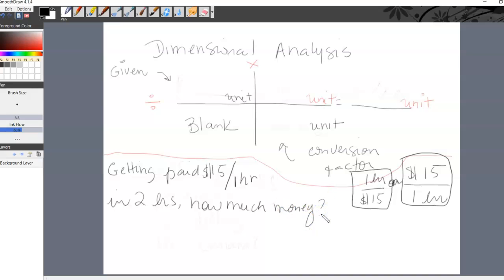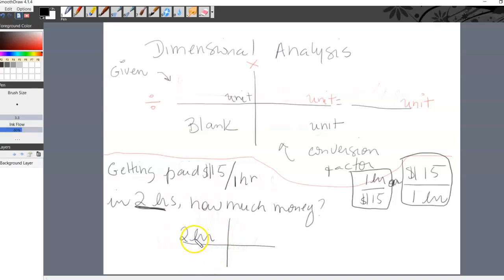You're probably rolling your eyes like, oh, I know how much money I make in 2 hours. It's obviously $30. But how did you come up with that? Okay, in your mind, you did dimensional analysis. So we just need, again, to make it formal. The way you're going to make it formal, you're going to make this line. And you're going to put your given, which is 2 hours. We said we're going to leave this blank.